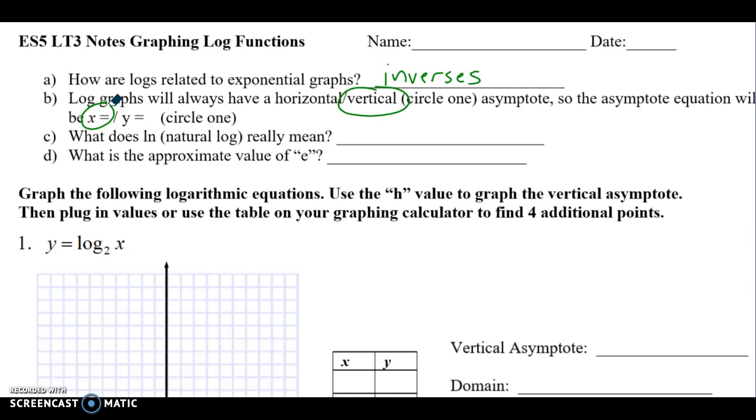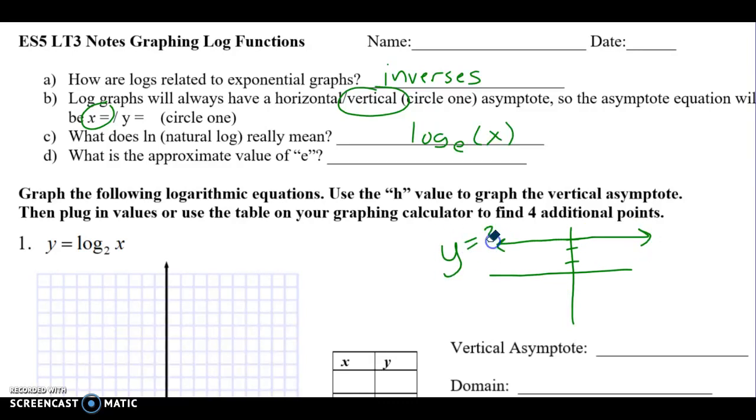We learned about this in our warm-up today. What does natural log really mean? Log base E. That's all that means. Horizontal is y equals. It goes through the y-axis. So for example, if you had this line, it would be y equals 3 because it crosses through the y-axis at 3.